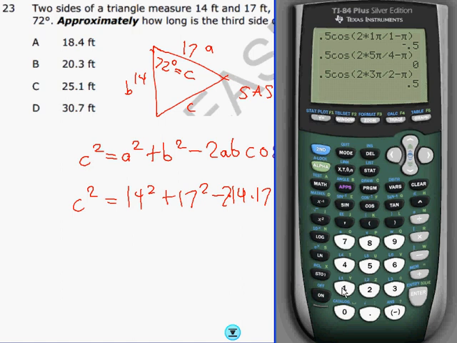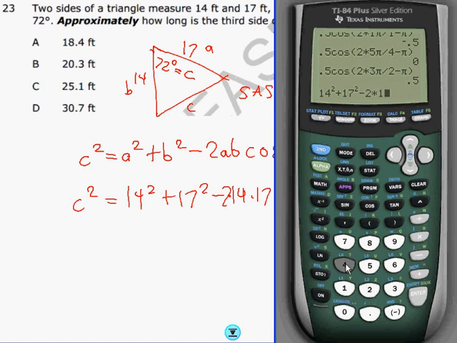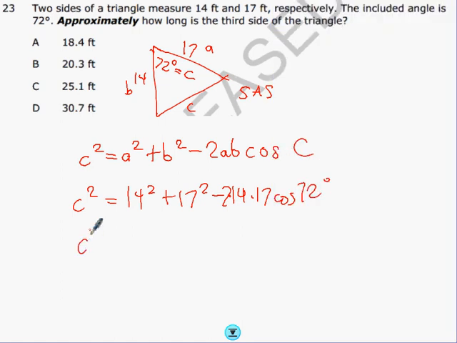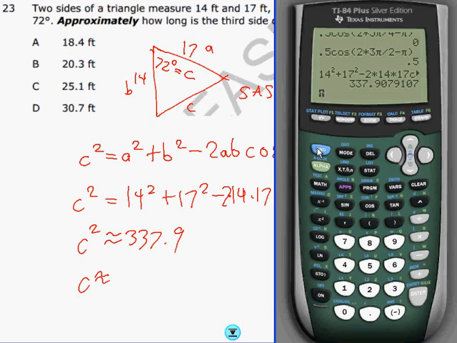Okay, so it's 14 squared, which is 196, plus 17 squared, which is 289, minus 2 times 14 times 17 cosine of 72 degrees. Close it off if you'd like. 337.9. How long is the other side? Well, we have to take the square root. So square root of the answer. Square root, second answer. About 18.4.